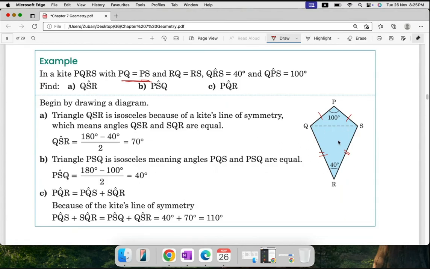So I'm using this as an isosceles triangle. We take away this 40 from 180 and divide the remaining. Then it says find PSQ. Similarly, we take this 100 from 180, we are left with 80. 80 divided by 2 is 40 each. Then PQR, that is just 70 plus 40, that's 110.